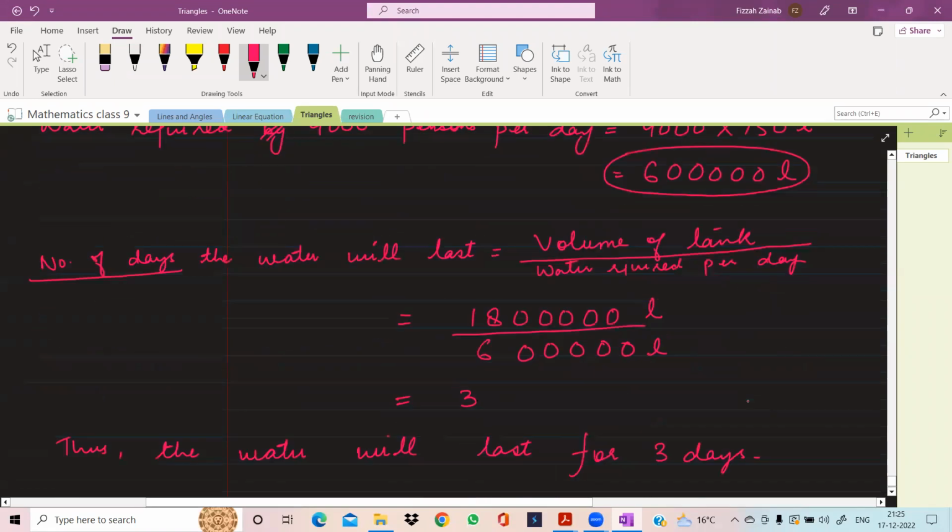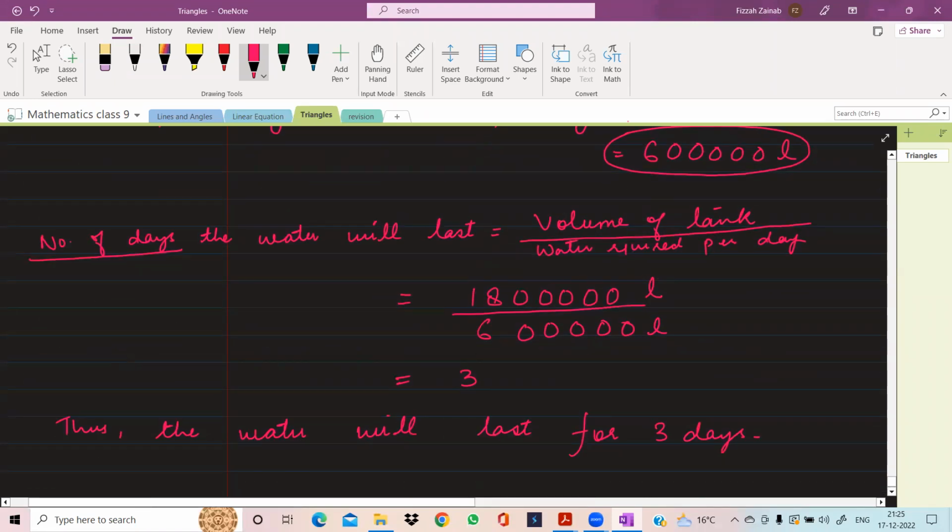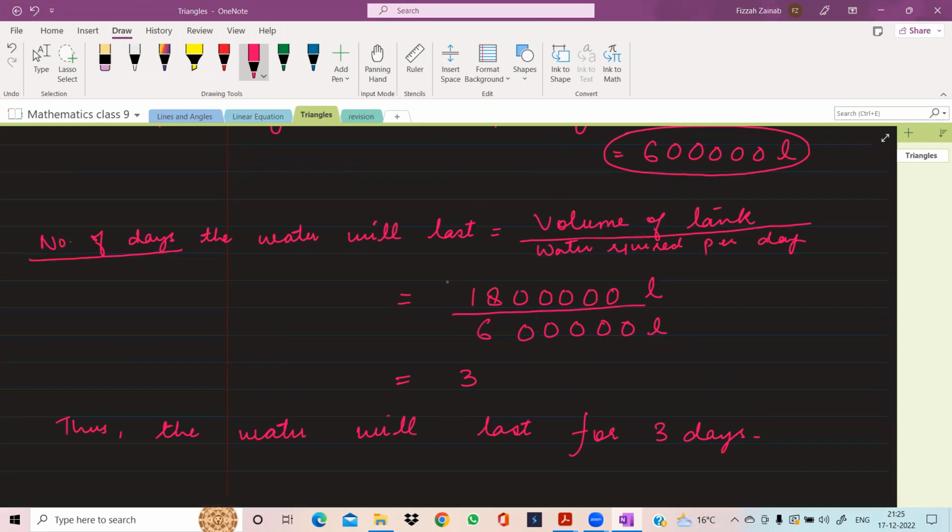Understood, Jaslyn? Okay. See, this was an interesting question, and it's not that tough. You first find the total volume of the tank, so this much is the total water inside. Then how much water is required per day by the population. And then you divide to get the number of days.